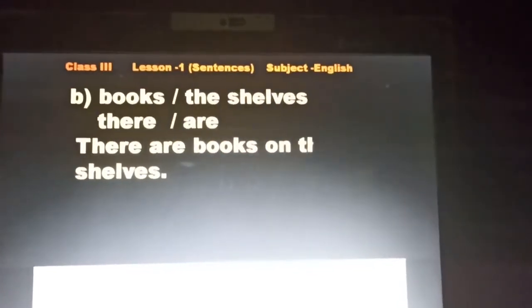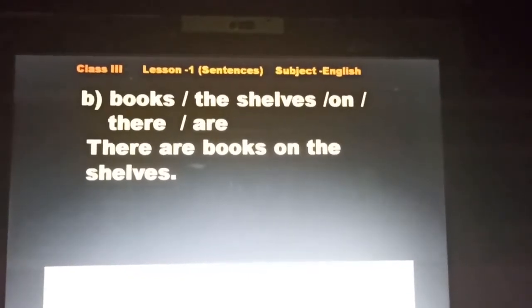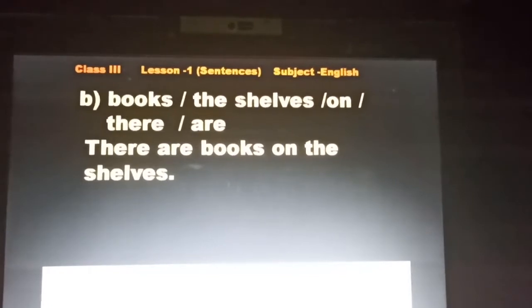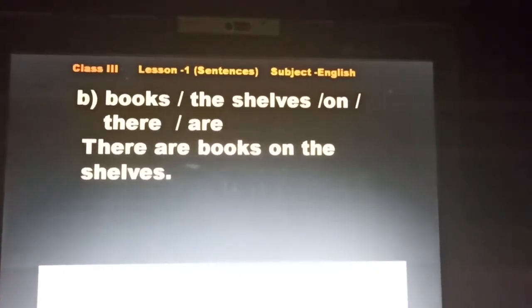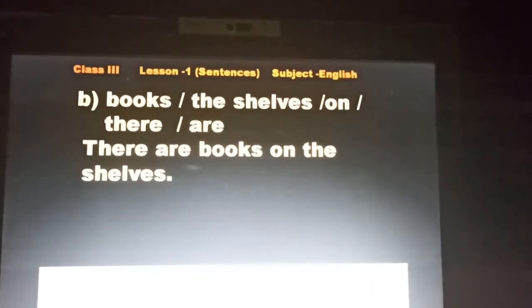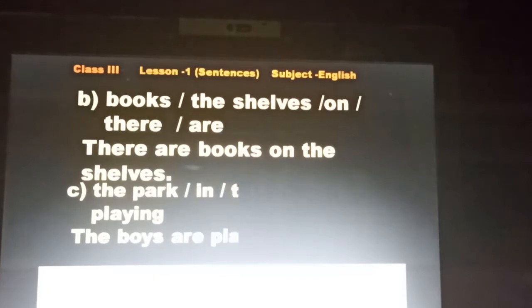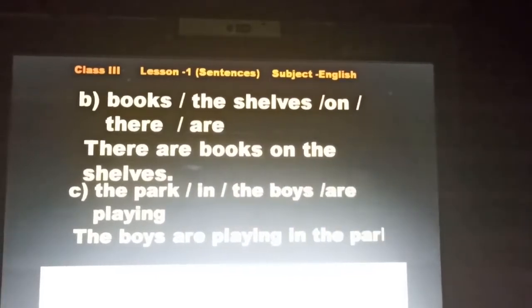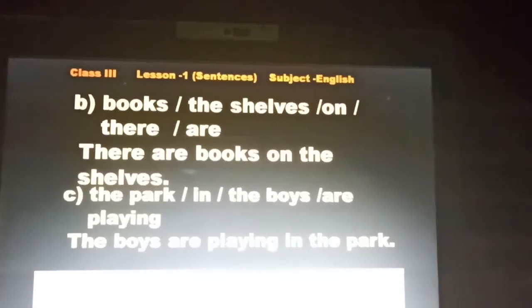So I proceed with the second sentence, and the second sentence is: books the cells on there are. So these are the words which you have to arrange, and the correct answer for it is: There are books on the cells. C: the park in the boys are playing. The boys are playing in the park.